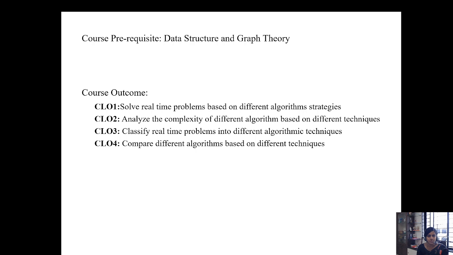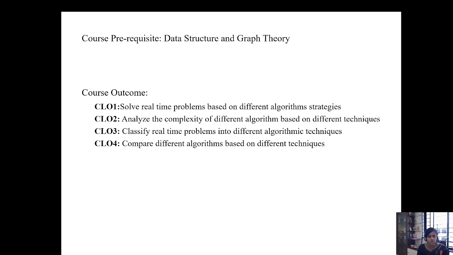The second course learning outcome is to analyze the complexity of different algorithms based on different techniques. Each algorithm is evaluated based on the performance of its complexity, especially its space and time complexity. If at the end the complexity of the algorithm is lower, then the algorithm is justified as a best algorithm. So analysis of algorithms can be done for different techniques. If we are able to do that, then we will be able to achieve our second course learning outcome.